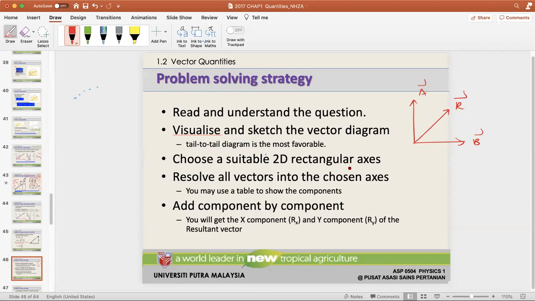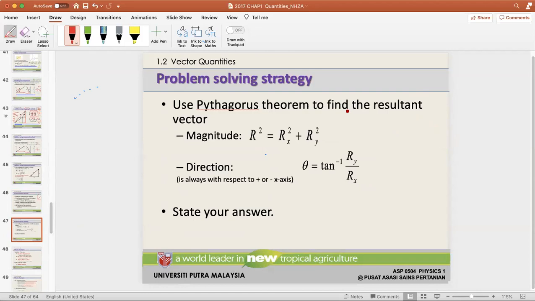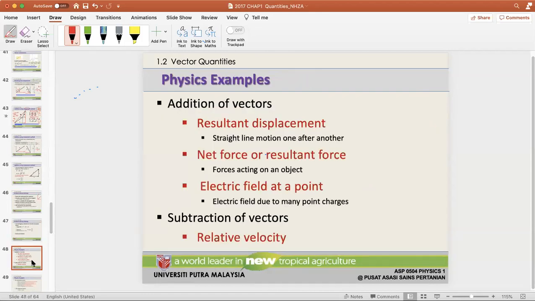Choose a suitable 2D rectangular axis, resolve all vectors into the chosen axis if you need to, and resolve component by component. Okay, so just x with x's, y with y's, z's with z's. Okay, it's repetitive. Addition of vectors will get you resultant displacement. These are just physics examples. Addition of vectors will get you resultant displacement, net force or resultant force, electric field at a point.